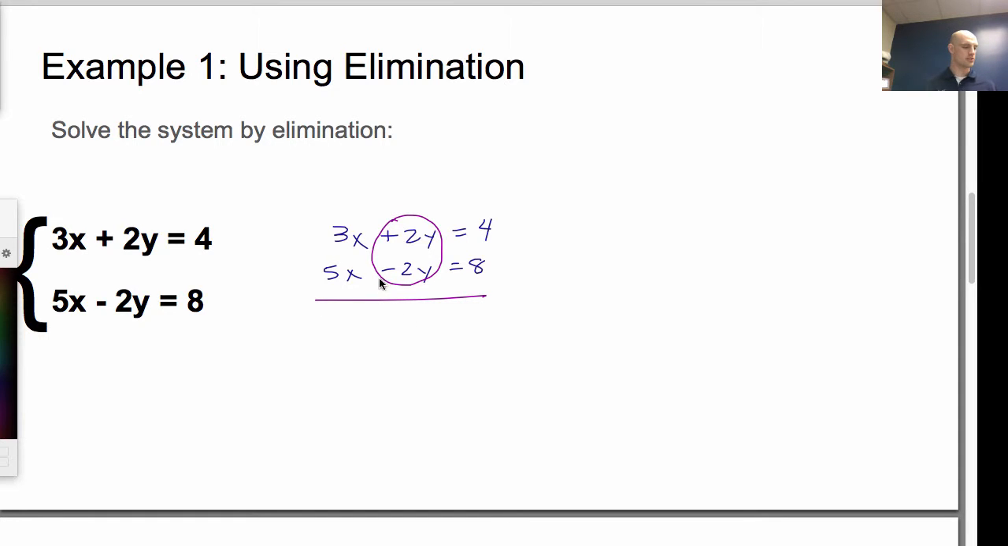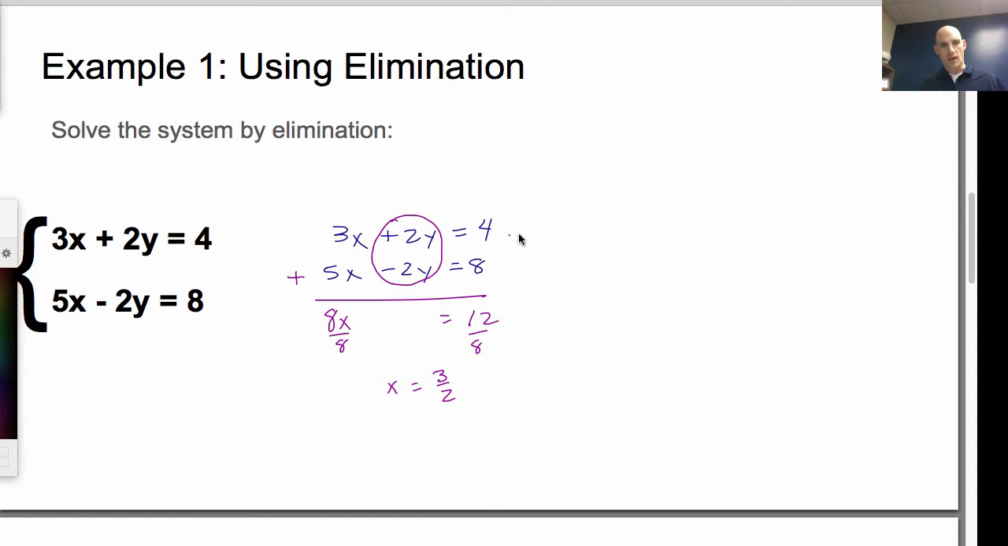This is the simplest situation because if we added these two lines together, we'd end up with 3x plus 5x or 8x. The y terms would cancel out. So you notice we eliminate one of the variables because now we don't have a y anymore. And so what we end up with is 8x equals 12. And so if we divide by 8, we would get x is equal to 3 over 2. And so when x is equal to 3 over 2, now we can sub it back in.